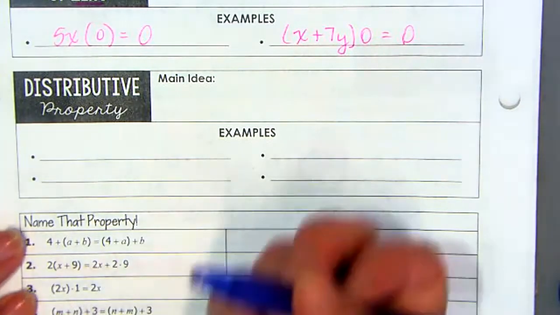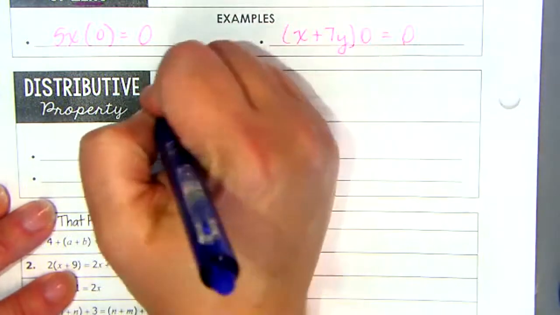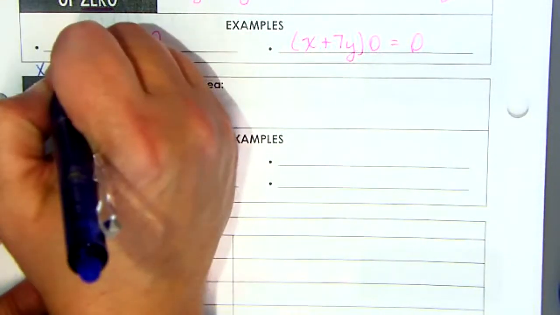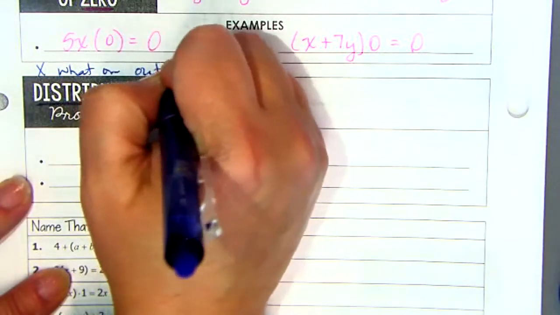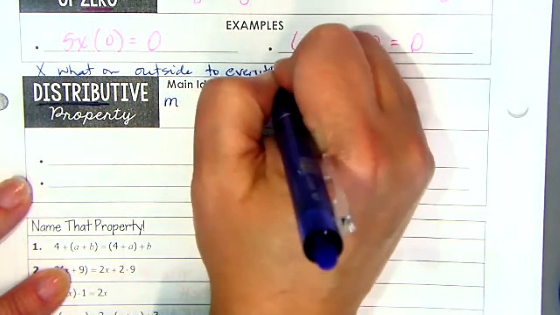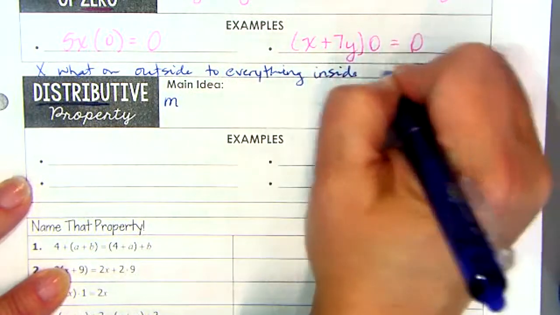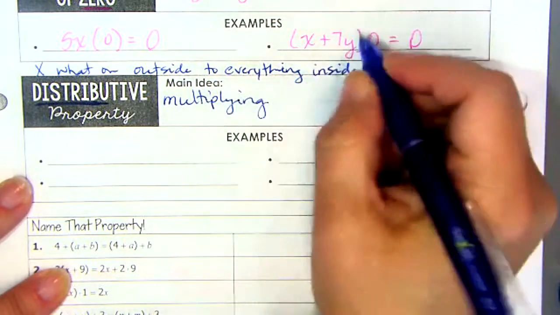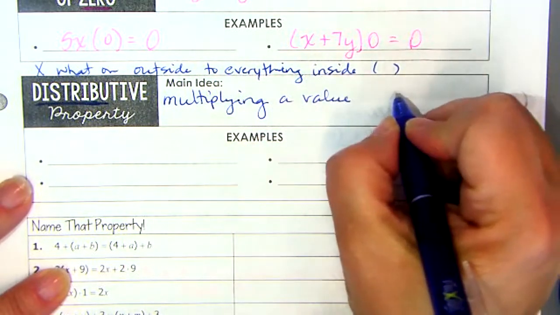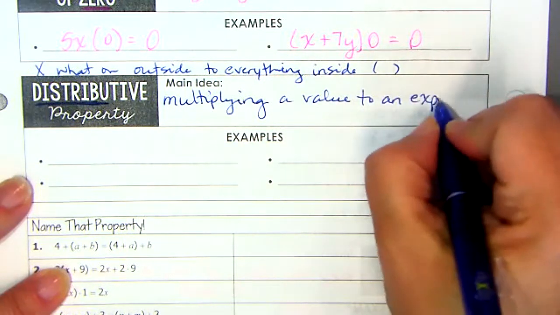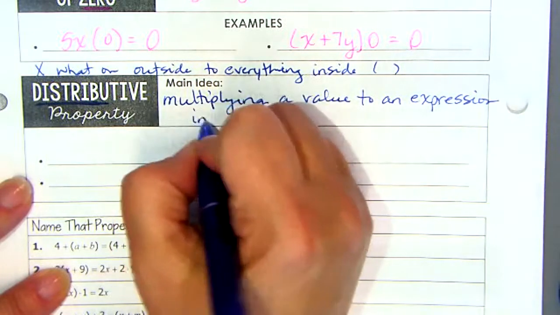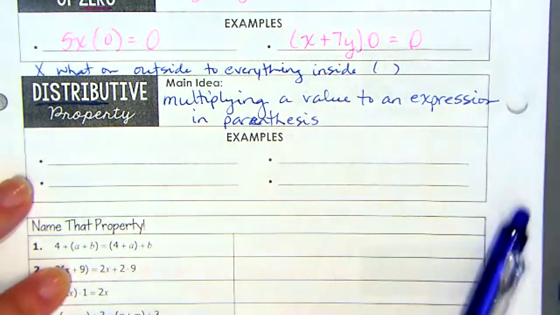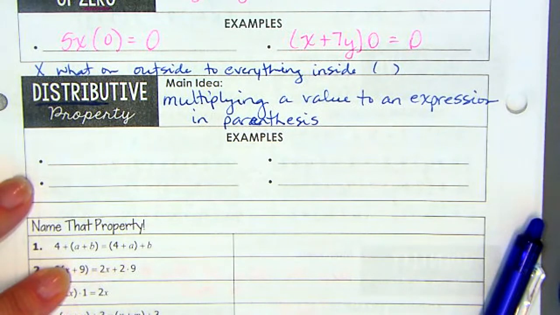Last one, the distributive property. The main idea, distributive property. So we're distributing what's on the outside to everything on the inside. Multiply what's on the outside to everything inside parentheses. So the more mathematical way is multiplying a value to an expression in parentheses. So you multiply what's on the outside to everything on the inside.